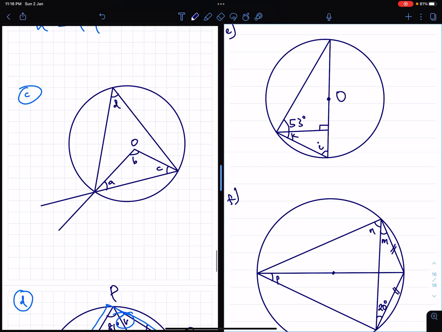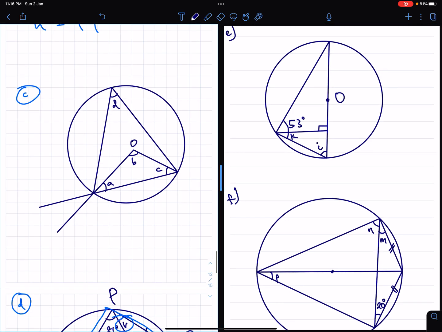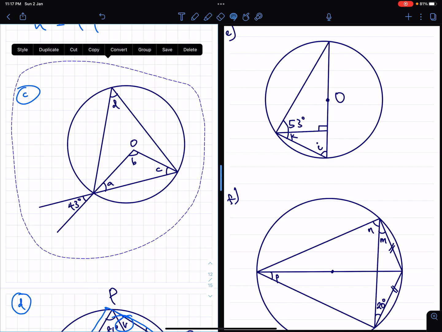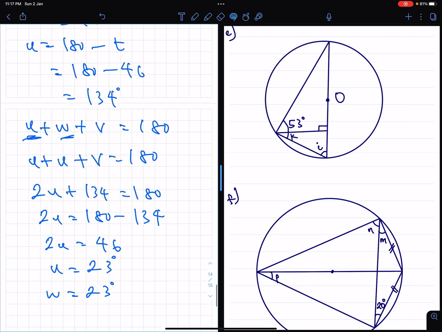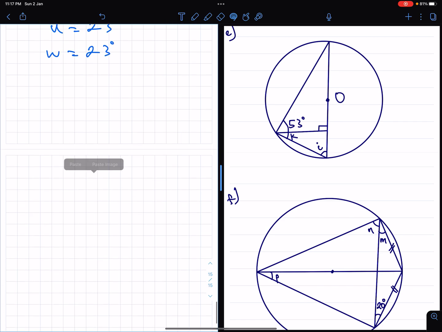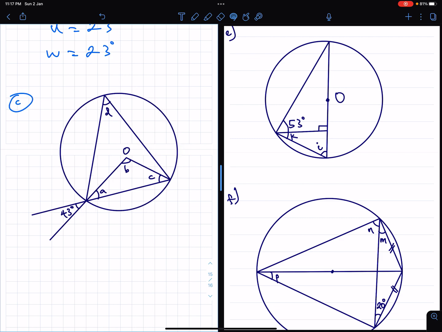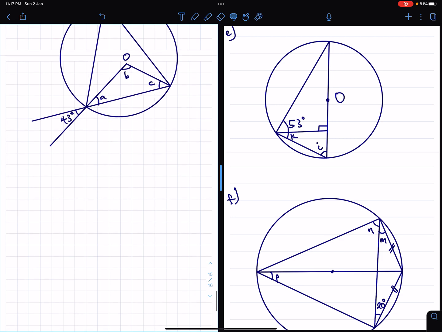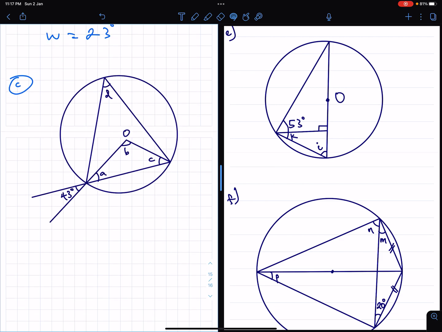This is supposed to be 43 degrees. I omitted that. Now let's solve question 4C. That's the first question I'm solving.